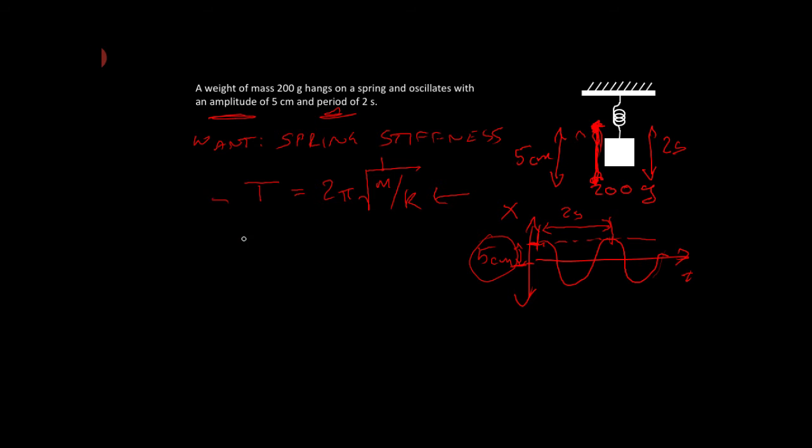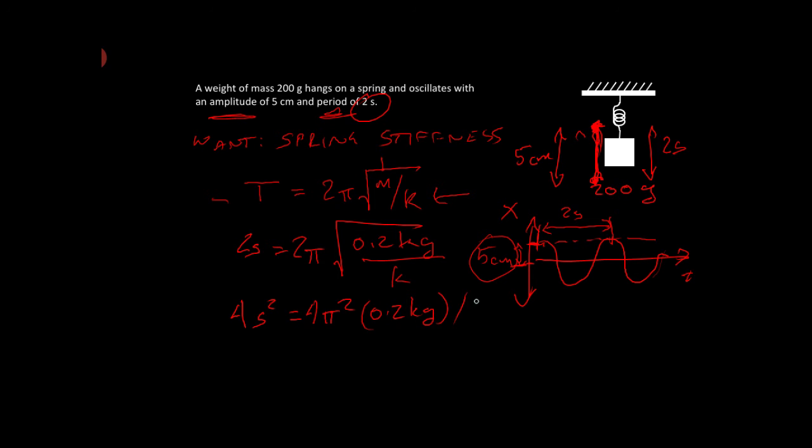All right, so T here is going to be 2 seconds. 2 pi, I'm going to call 2 pi. And then the mass is going to be 200 grams. 200 grams is 0.2 kilograms. And then we need k. So the next thing we need to do here is k is under the radical, so let's just go ahead and square everything. So we have 4 seconds squared is equal to 4 pi squared times 0.2 kilograms divided by k.